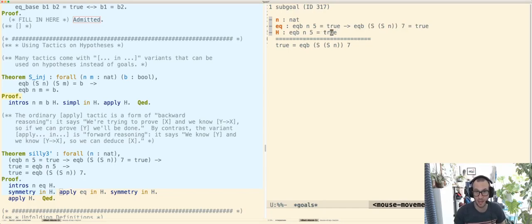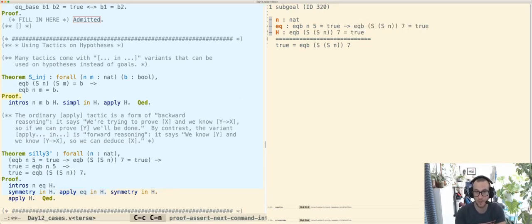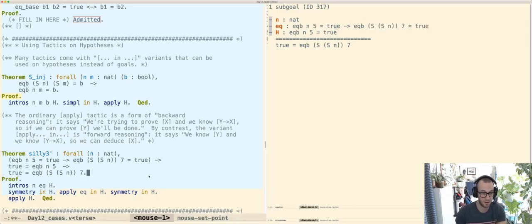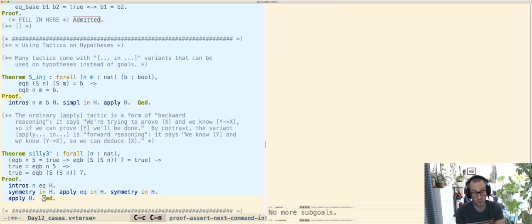So watch, what we're going to get here when we apply EQ in H is we're going to get this as a fact. That'll be what H turns into. Right? Do you see how we basically moved H along the arrow? So H was the thing to the left of the arrow, and then by applying that arrow in H, we get the thing on the right of the arrow. That's forward reasoning. Okay, and now we're almost done. We can almost work on our goal. There's two things we could do. We could symmetry our goal and then apply H, or we could symmetry H and then apply H. Which you do is up to you.